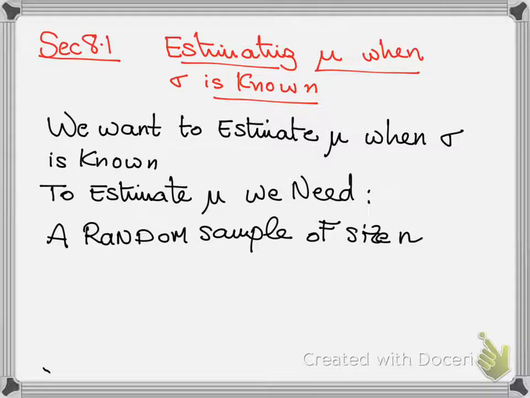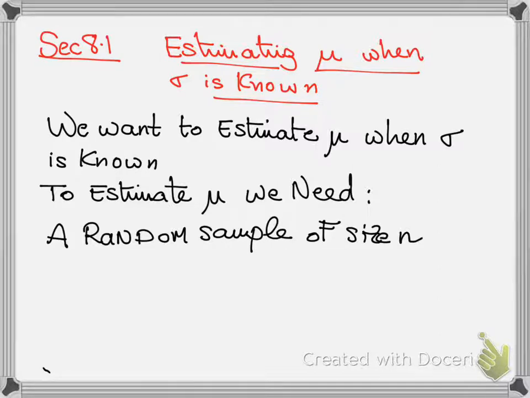So in this section 8.1, we want to estimate the population mean, mu, when the standard deviation sigma is known, okay? So we don't know the population mean mu, but we do know the standard deviation. And we want to estimate the population mean mu, right?